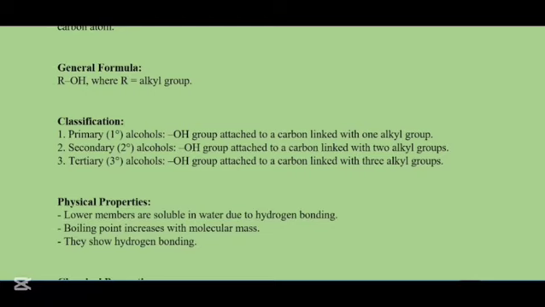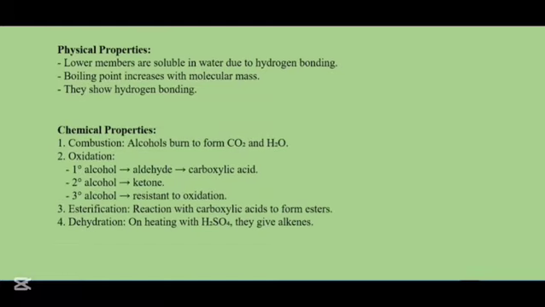The primary alcohols are where the OH group is attached to a carbon linked with one alkyl group, while secondary alcohols are the same, but instead of one alkyl group you will have two, and in tertiary you will have three. Now let's move on to the physical properties of alcohols.